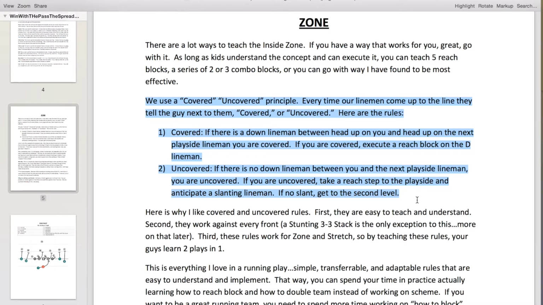That means we're going to step with our outside foot. We're going to take a 6-inch step with our outside foot. We're going to rip across with our outside arm, our backside arm, and try to get our head across. That's a reach block. We're going to try to reach that guy.